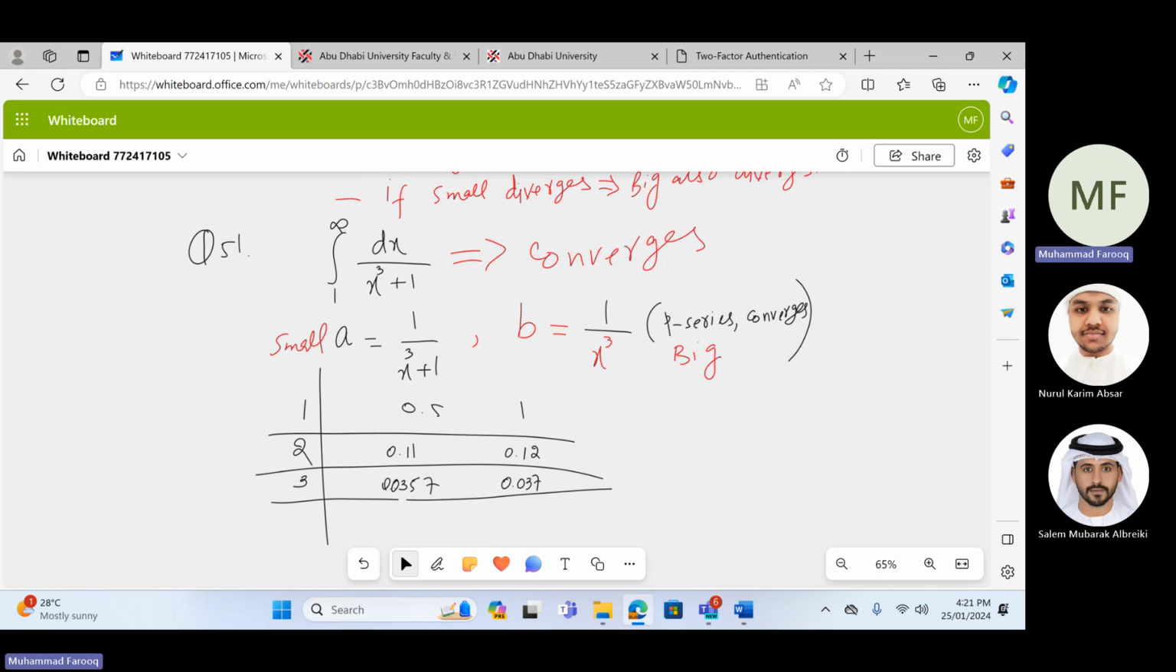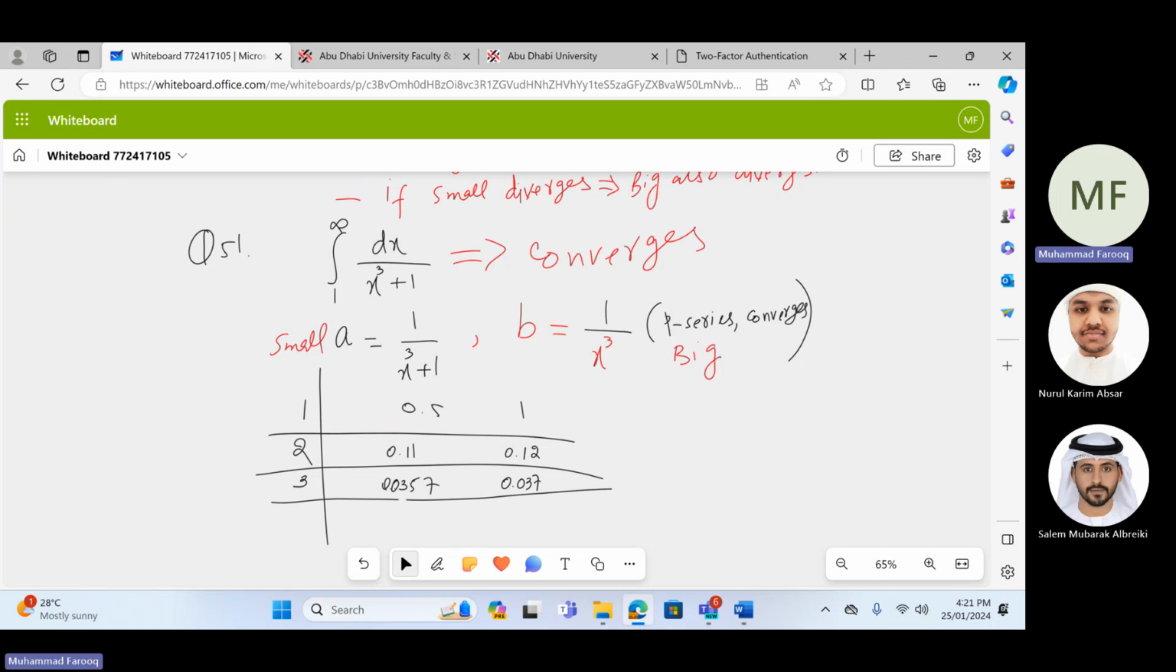And small is the question, yes. If the limits were from 1 to 10? No, not possible. In this question, the limit always starts from a positive number. That's it. So this question is not possible.